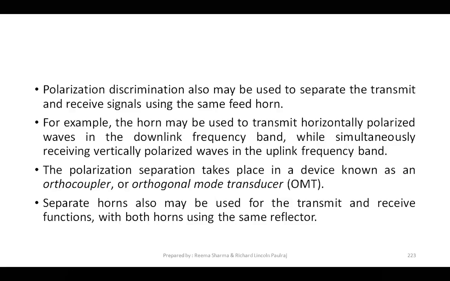Polarization discrimination may also be used to separate the transmit and receive signals using the same feed horn. For example, the horn may be used to transmit horizontally polarized waves. Horn is nothing but the antenna feed. The waves are in the downlink frequency band while simultaneously receiving vertically polarized waves in the uplink frequency band. So it can transmit and receive at the same time, just like duplex communication. In simplex, it has to wait either to send or to receive, right? But in duplex, sending and receiving can happen at the same time.